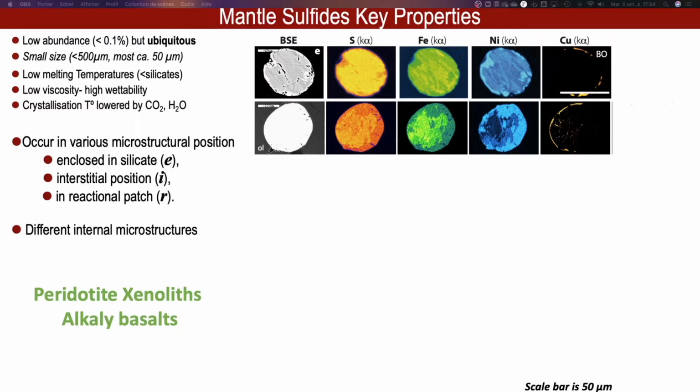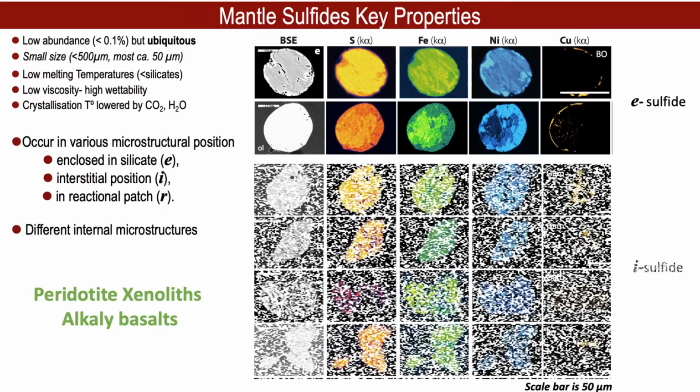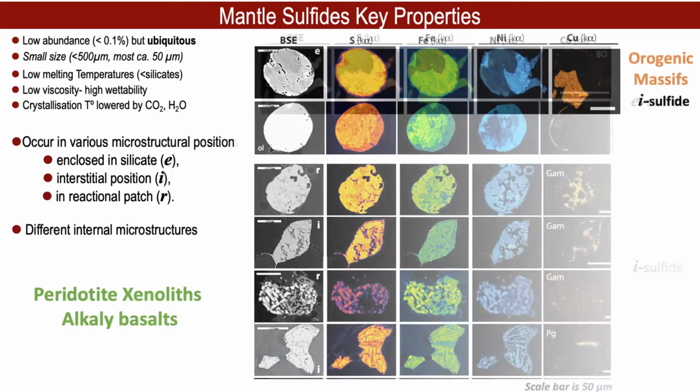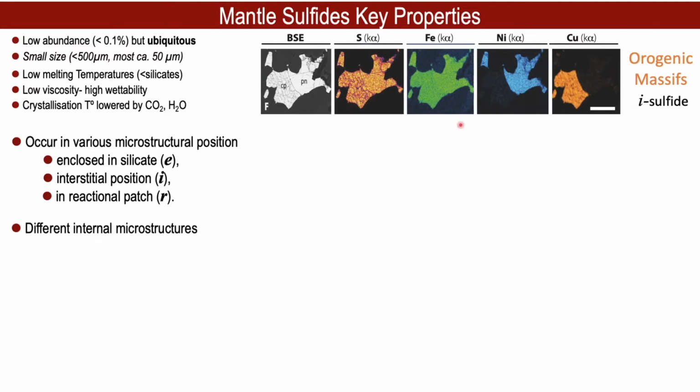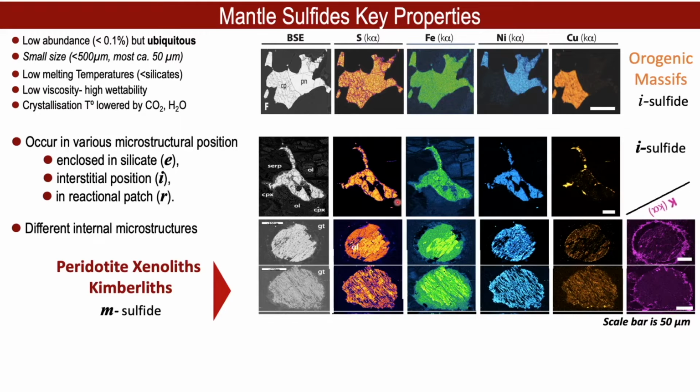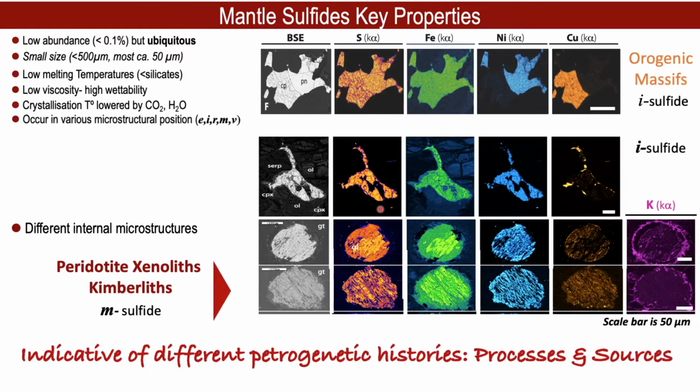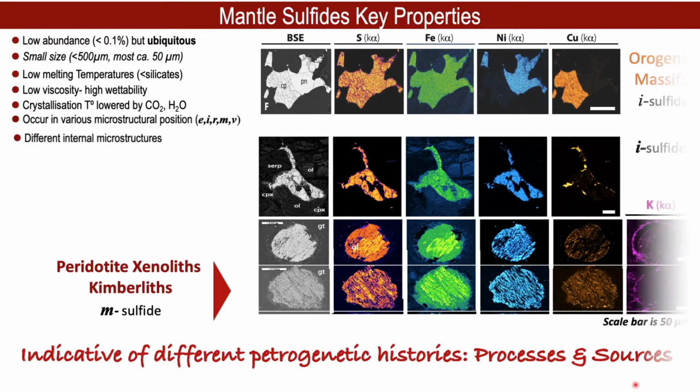These sulfides show different internal microtextures or microstructures which vary between sulfide types, like the enclosed and the interstitial, but also between mantle sample types, like here, for example, in the orogenic massif, or here in the xenoliths from kimberlite. Again, these internal structures are indicative of different petrogenetic histories and relate to different crystallization processes and composition.